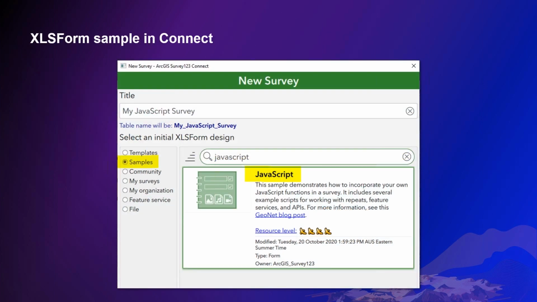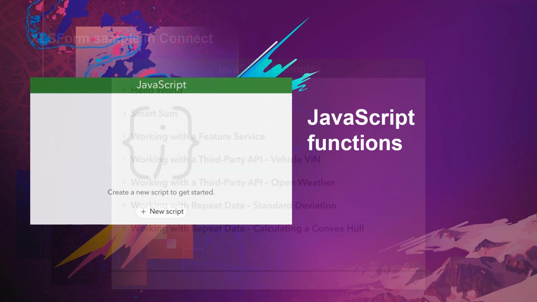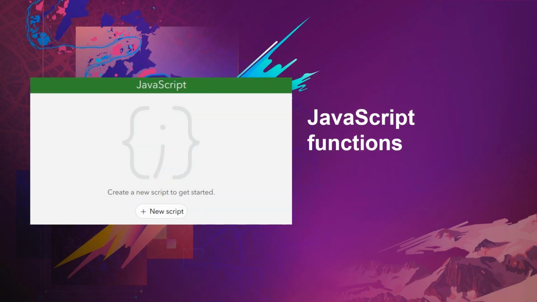In learning how to do this, my suggestion is that after the seminar, I would come here: New survey in Connect, samples, JavaScript. Why? Because this sample has 1, 2, 3, 4, 5, 6, 7 examples of using JavaScript functions for different things. The classic hello world, how to do sum, how to work with a feature service, with third-party APIs, how to work with repeats. So you can learn a lot from this example just by looking at the code and the XLS syntax.